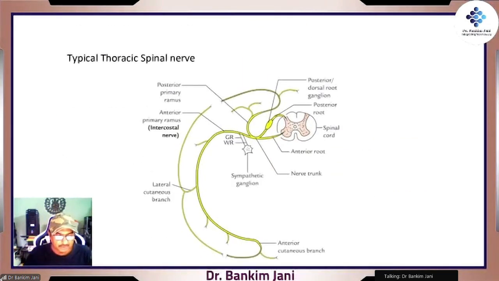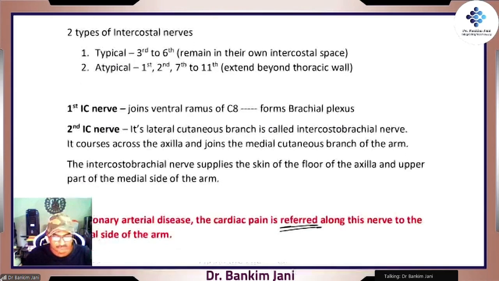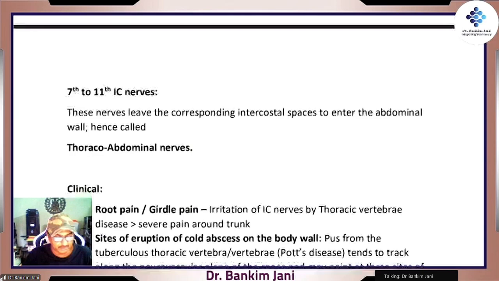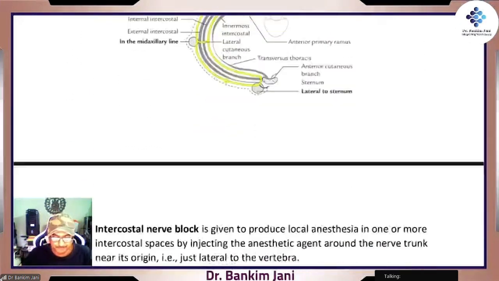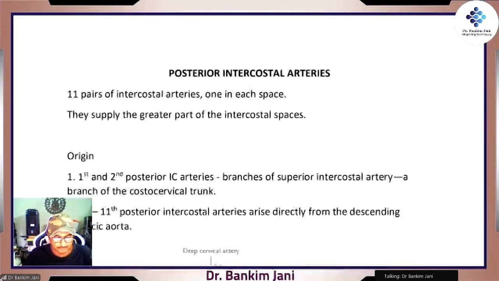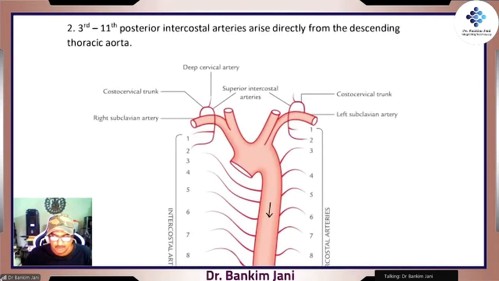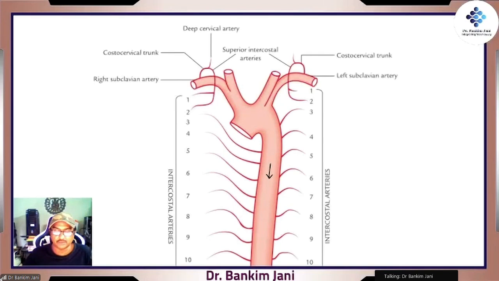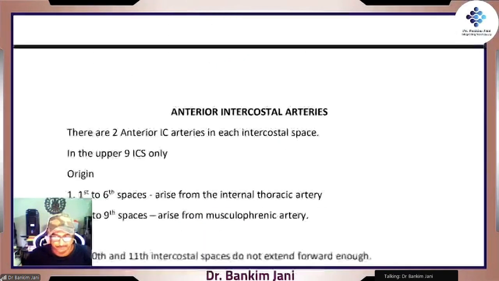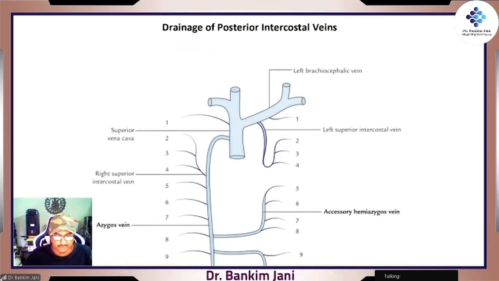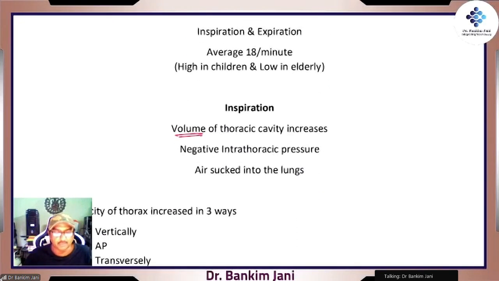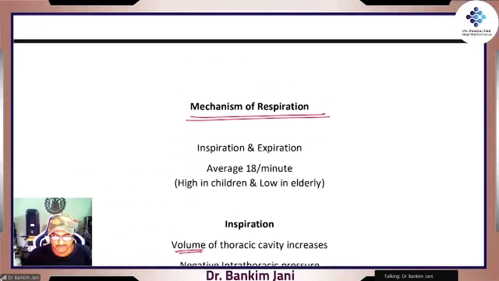This was about the thoracic spine, right? This is more or less the anatomy part. We'll take that in neurology, all of them. Even this part we'll discuss in coarctation of aorta. When we discuss the coarctation of aorta, what really happens in that case will come up. All these intercostal veins, how they drain, and then the mechanism of respiration.